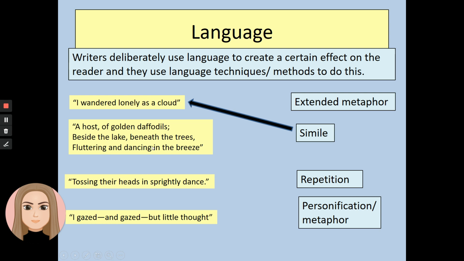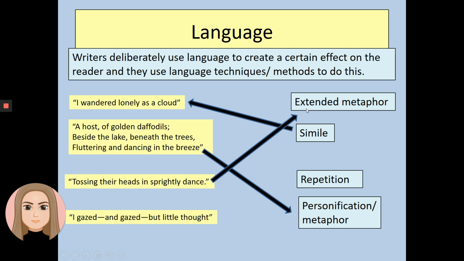A host of golden daffodils beside the lake beneath the trees, fluttering and dancing in the breeze is personification or a metaphor, okay? So I don't mind which one of those techniques you talk about when talking about that quotation, but here we can see the daffodils are dancing, they're called like a group, they're fluttering, so they are given human qualities there because they are dancing, but they are also a metaphor because they are being described as something else, okay?